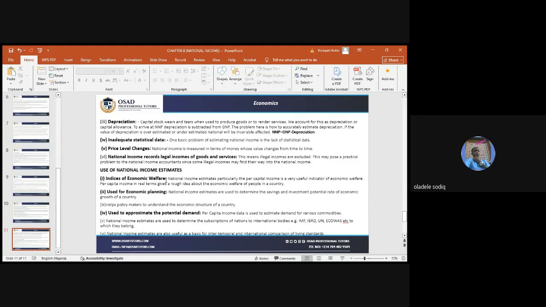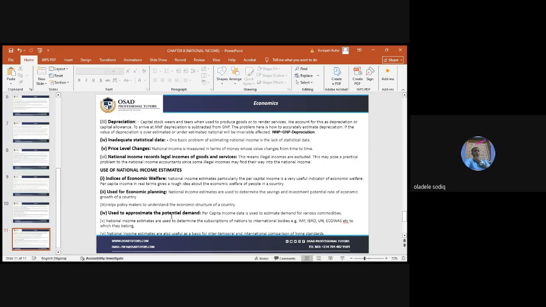So you can use it to ensure that, yes, the economy is growing or not. So with national income, you can use it to measure that. It can also be used for economic planning. Then it can also be used to approximate potential demand. So all of these are what we classify as uses of national income.